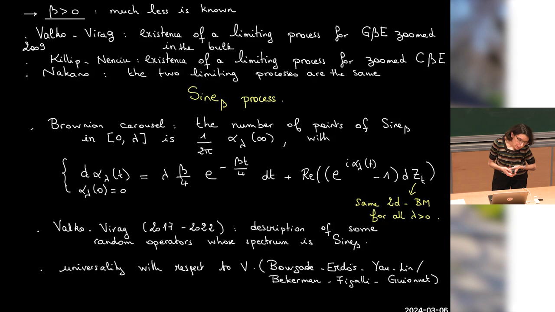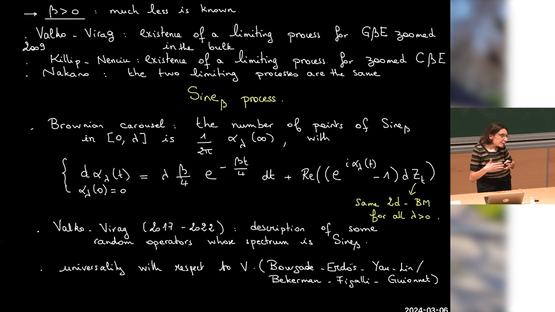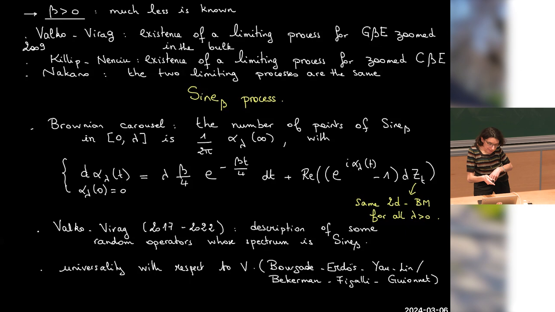Killip and Nenciu did the same for C beta, and Nakano showed that, in fact, both limiting processes were the same. The way they were described, it was not obvious, but it was the same process. And this is sine beta. Okay, so this is the process we are interested in.